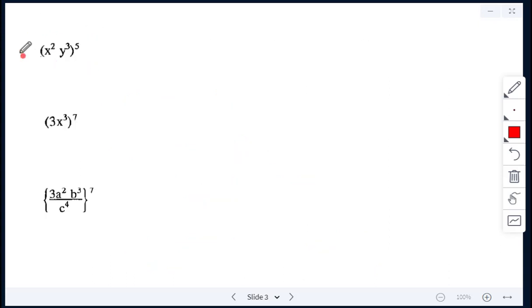This next example, we have x to the power of 2, y to the power of 3. They're in brackets, they're to the power of 5. So same thing here, power of a power. We would get x to the power of 2 times 5 and we would have y to the power of 3 times 5. So that gives me x to the power of 10 and y to the power of 15.